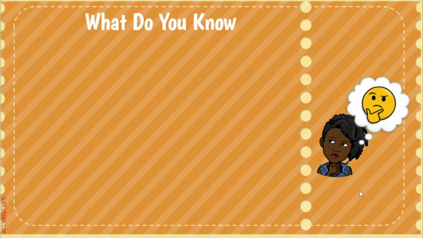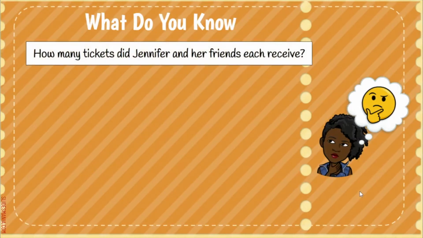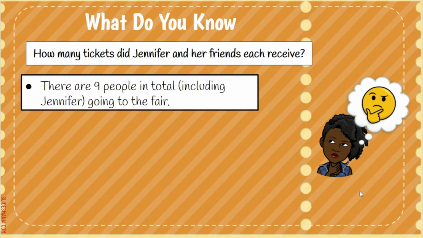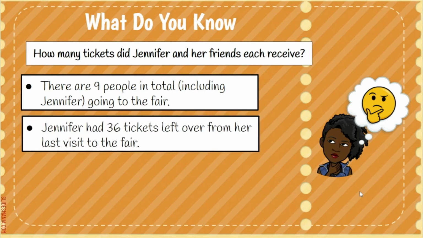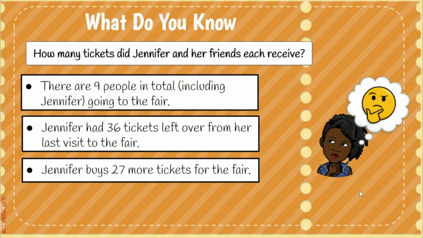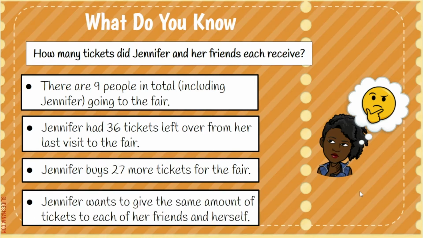So, what do you know now? The question asks, how many tickets did Jennifer and her friends each receive? We do know that there are 9 people in total, including Jennifer, going to the fair. We know that Jennifer had 36 tickets left over from her last visit to the fair. We know that Jennifer buys 27 more tickets for the fair. And we know that Jennifer wants to give the same amount of tickets to each of her friends and herself.